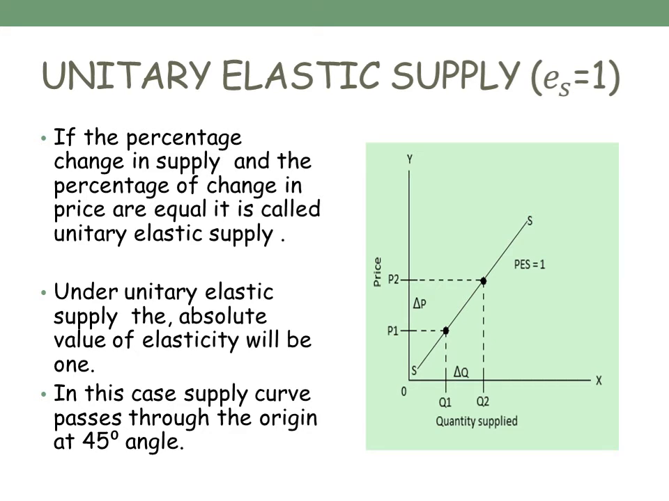The specific feature of unitary elastic supply is that the percentage change in supply and the percentage change in price are equal. If we increase the price by 30%, then obviously the quantity supplied will increase by 30%. So that's called a unitary elastic supply. The change in price and change in quantity supplied are equal, and the value of elasticity will be 1. In this case, the supply curve passes through the origin at a 45-degree angle.